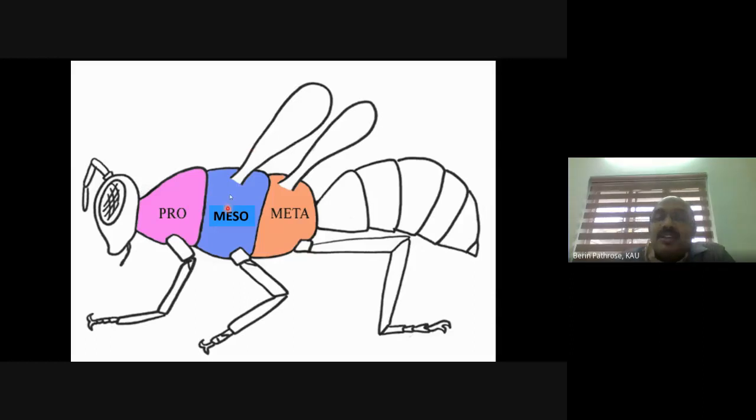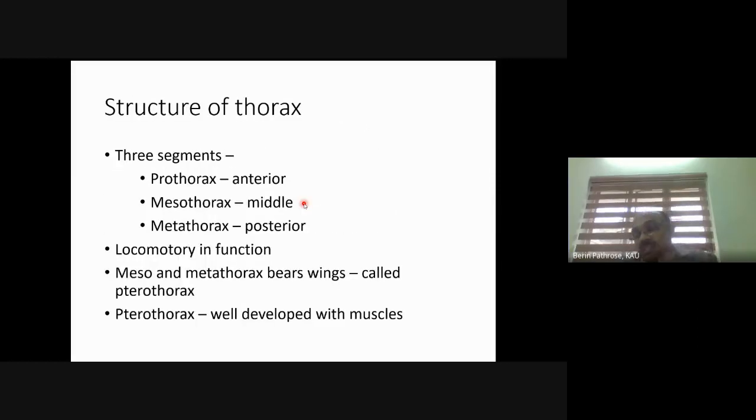As meso and metathorax have wings, combinedly the meso and metathorax are called the pterothorax. Ptera means wing. So it's called pterothorax because the meso and metathorax bear the wings. So this is what it looks like. The anteriormost segment is the prothorax, the middle is the mesothorax, and the posterior one is the metathorax.